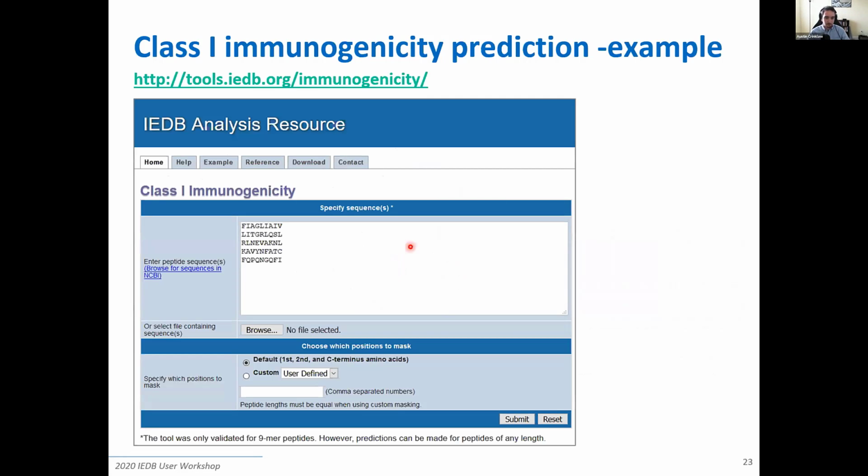And so here you have your interface, you upload your peptide sequences. Just as a little note, we only validated this tool for nine-mer peptides, but you can make predictions for peptides of any length. And then the parameters that you can choose, the mask position. So these are the MHC anchors. We assume by default that the anchors will be the first, second, and the C-terminus amino acids. But if you know that your sequences have different positions for the MHC anchors, then you can upload your own list.